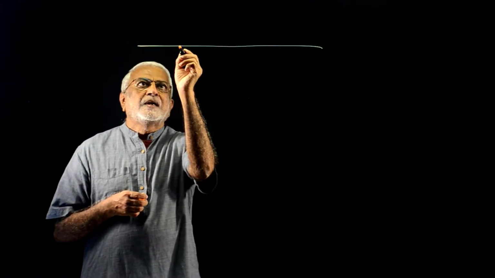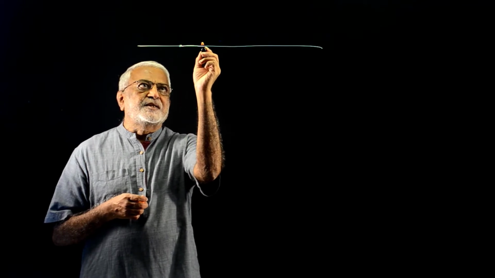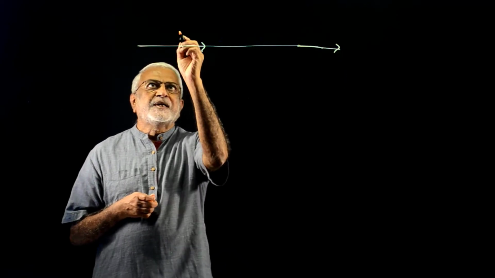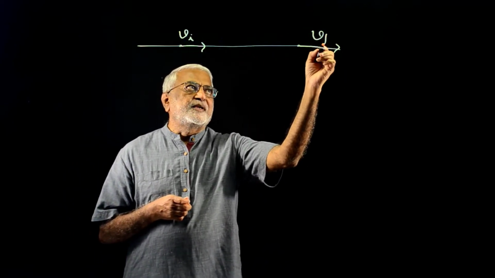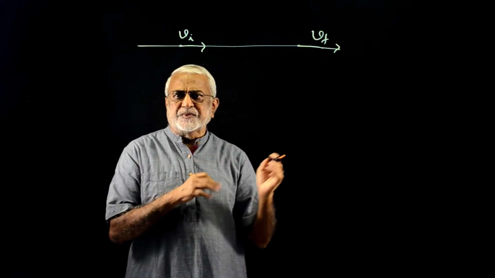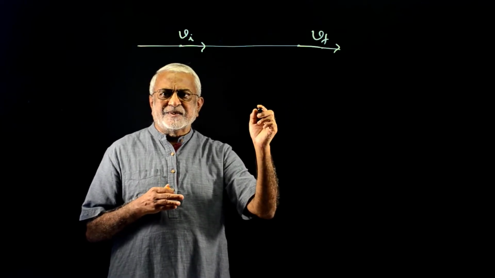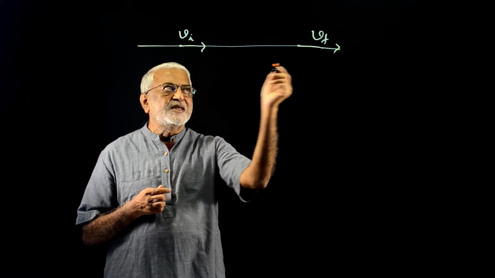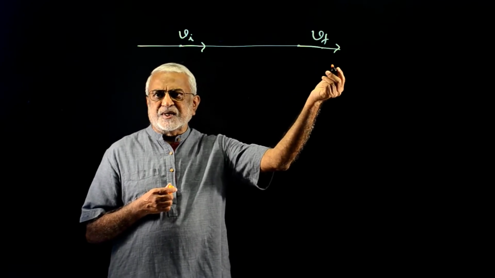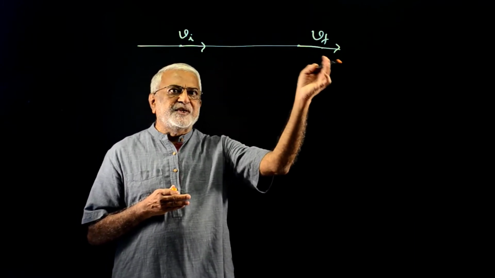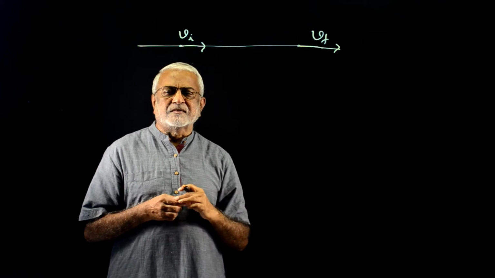A particle is moving along a straight line with varying velocity. Our interest is to find its instantaneous acceleration. If Vi and Vf are the velocities at two different instants of time, say this is the velocity at t and this is delta t later at t plus delta t. So in delta t, velocity changed from Vi to Vf along the same straight line.